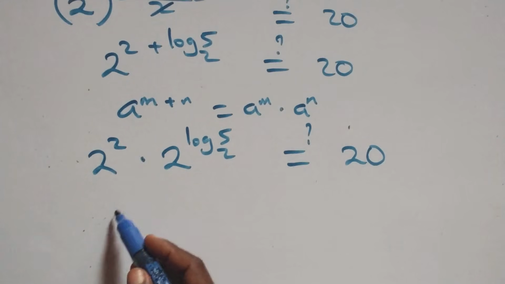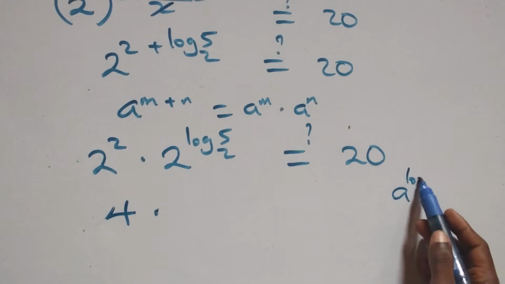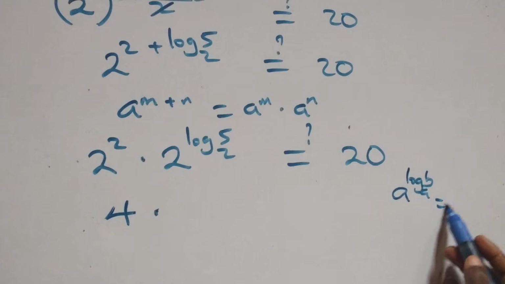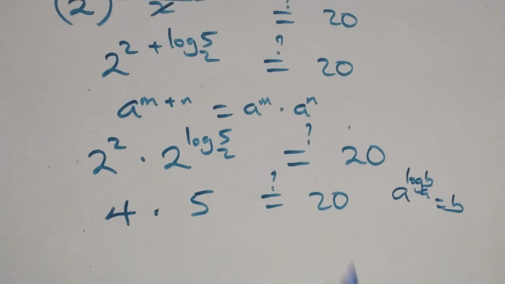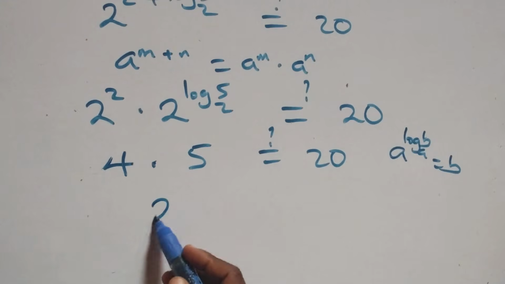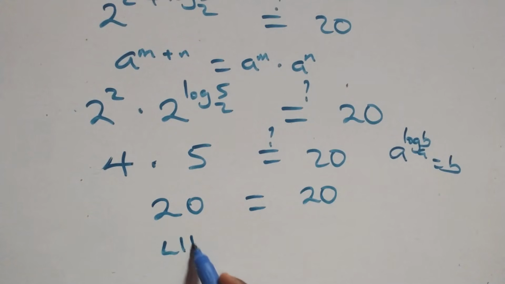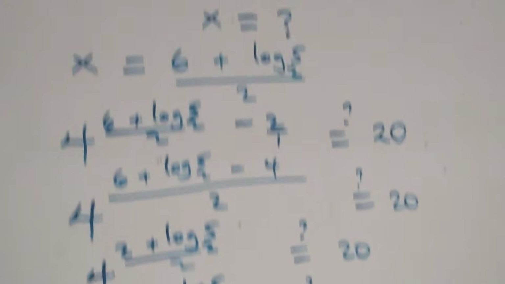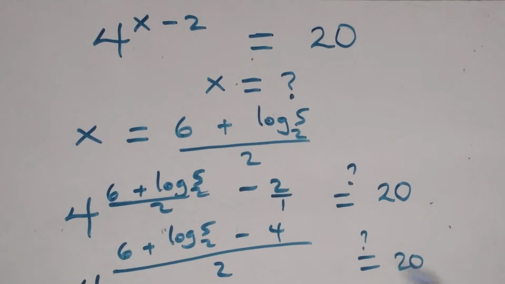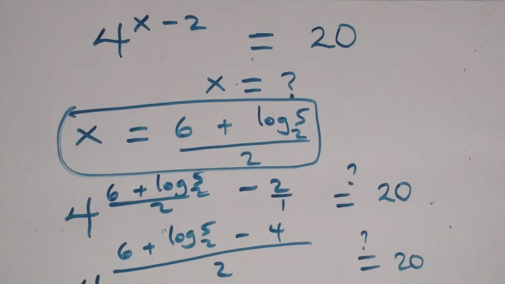And 2 squared here, that's 4, times. Here follows when we have a raised to power log b to base a, which is equal to b. Now here we have 5. Is it equal to 20 on this side? 4 times 5, that's 20, which is equal to 20 from here. That is, left hand side is equal to the right hand side. And therefore, to conclude here that x equals 6 plus log 5 base 2 all over 2 satisfies this given problem.